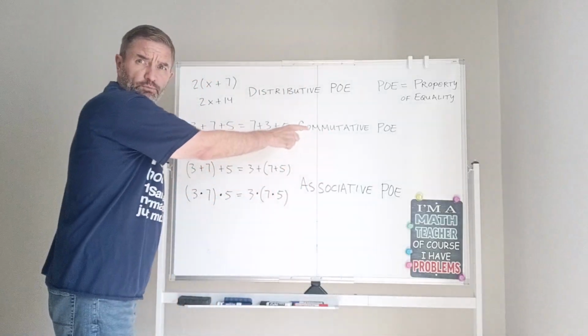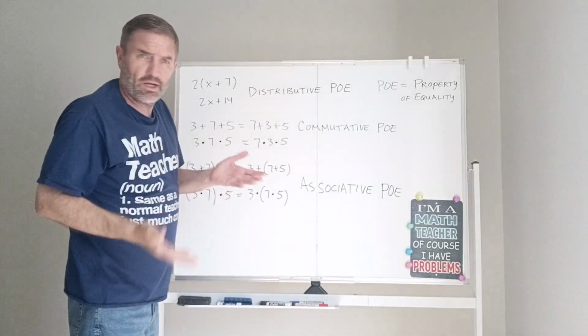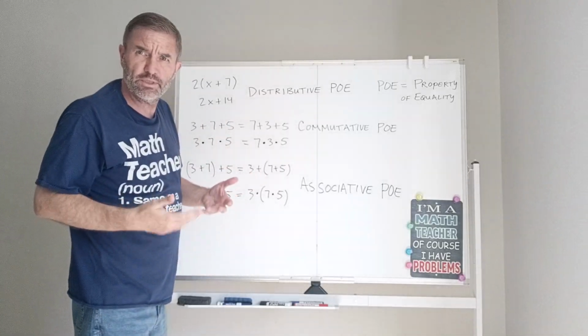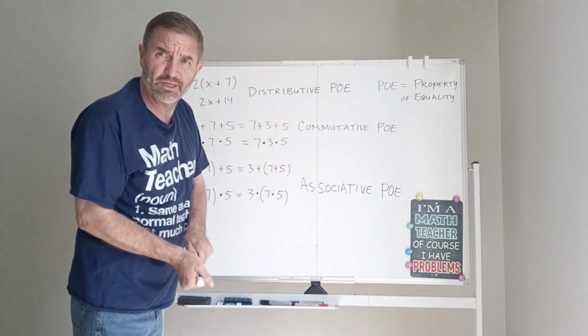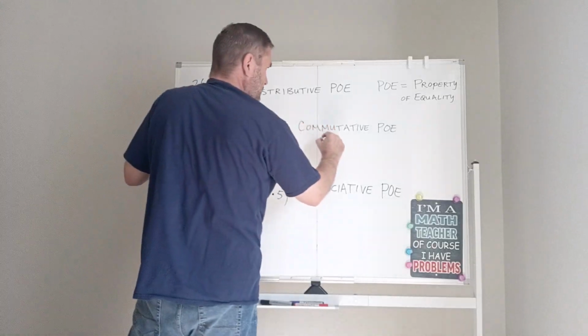The other one, commutative property. Well, in commutative, I like to think of a commute. To commute means to move. So I consider this a lot of times the moving property. Okay? Things move.